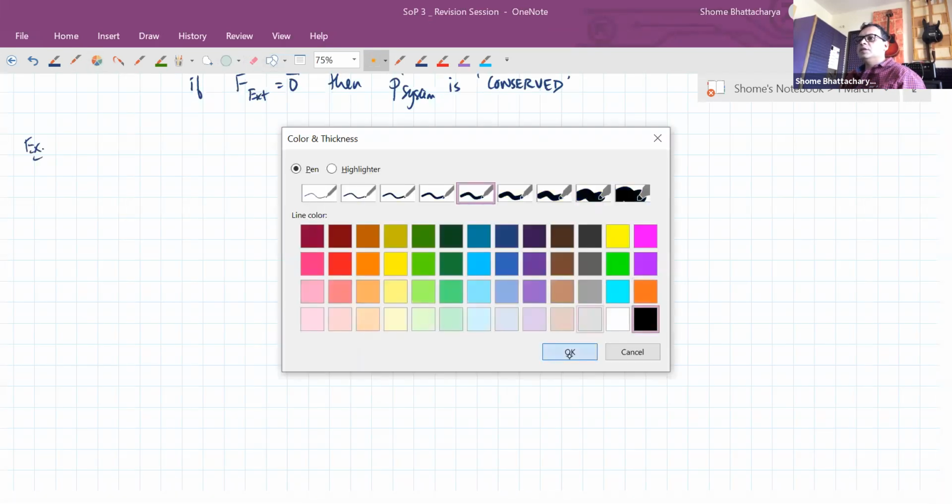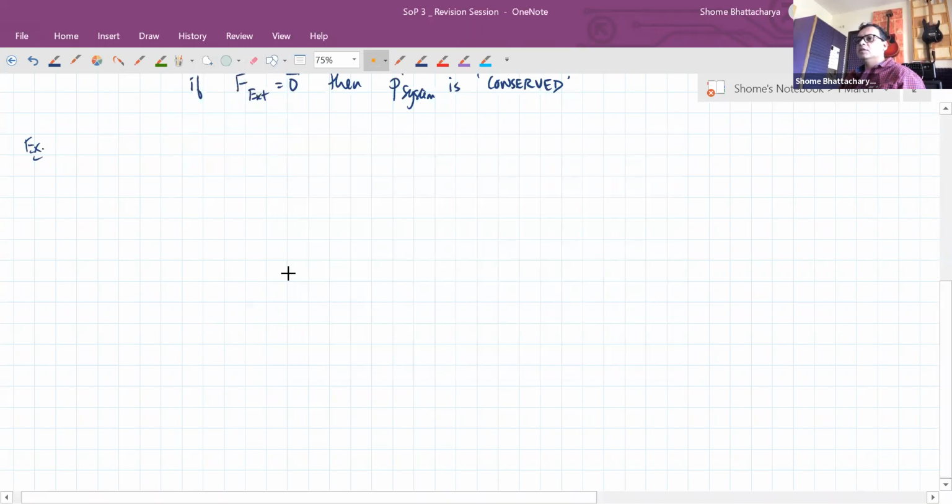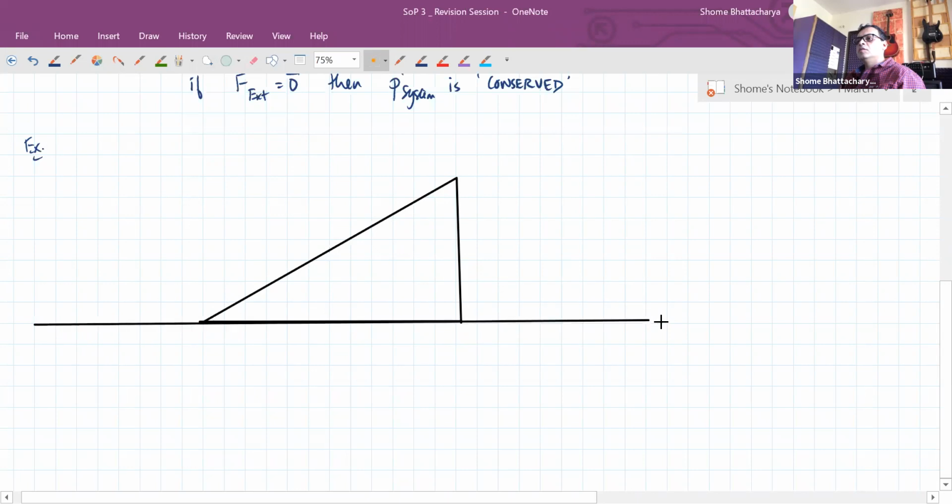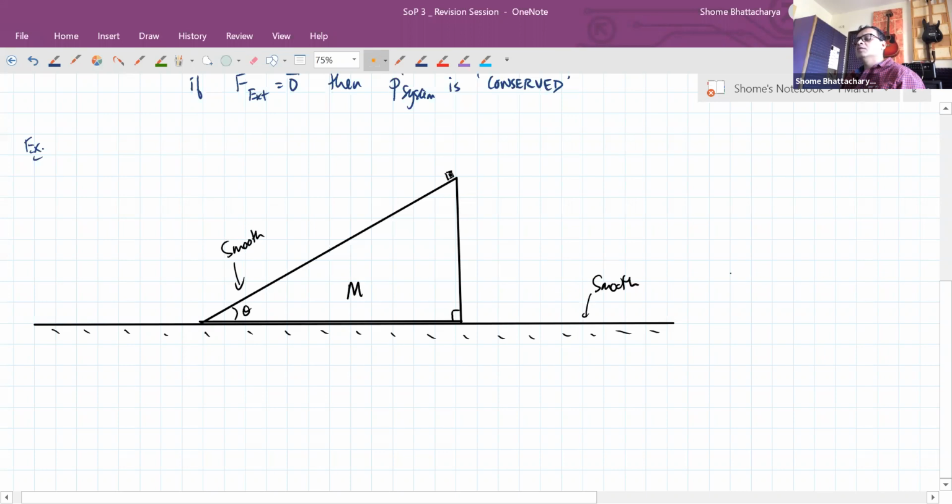Suppose we have a situation where we have a triangular wedge on a smooth, frictionless surface. This is a right angled triangular wedge with angle theta, and its own mass is capital M. This is also a smooth surface. Now a small particle is released from position A very gently while the wedge is at rest, and it slides down towards position B.